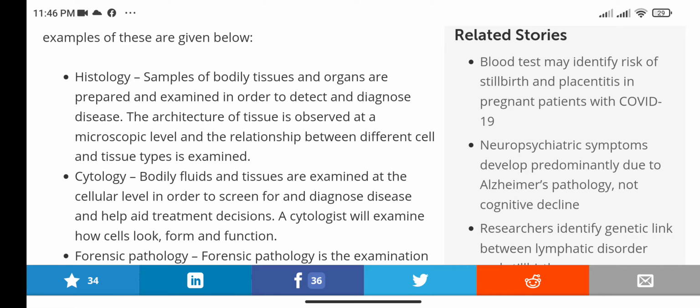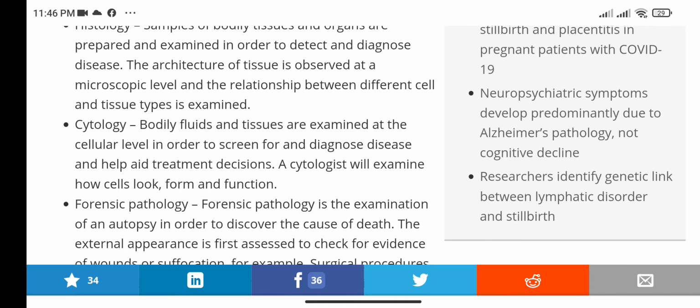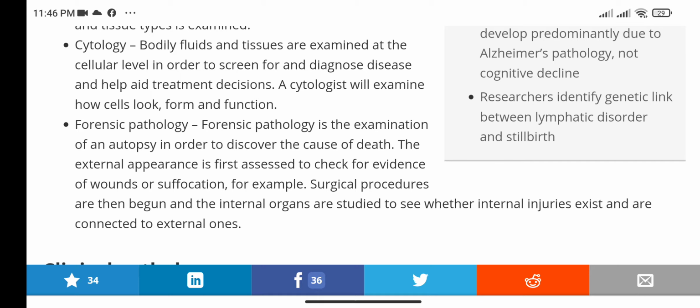In histology, bodily tissues, samples, and organs are prepared and examined in order to detect and diagnose disease. In cytology, bodily fluids and tissues are examined at the cellular level in order to screen for and diagnose disease. Forensic pathology is the examination of an autopsy in order to discover the cause of death. The external appearance is first assessed to check for evidence of wound or suffocation.